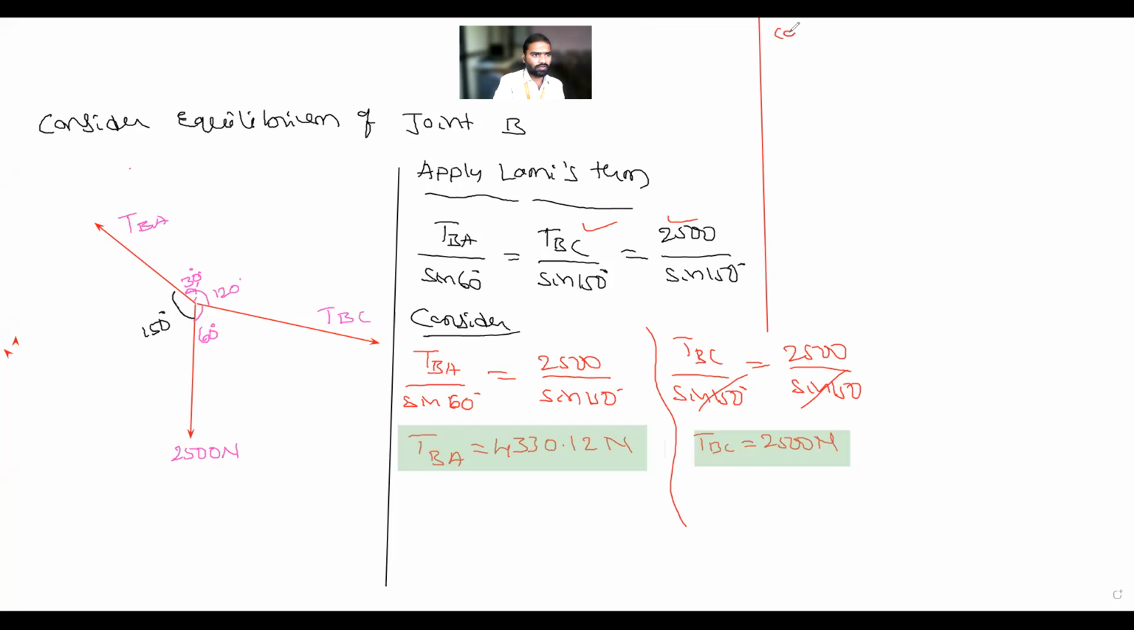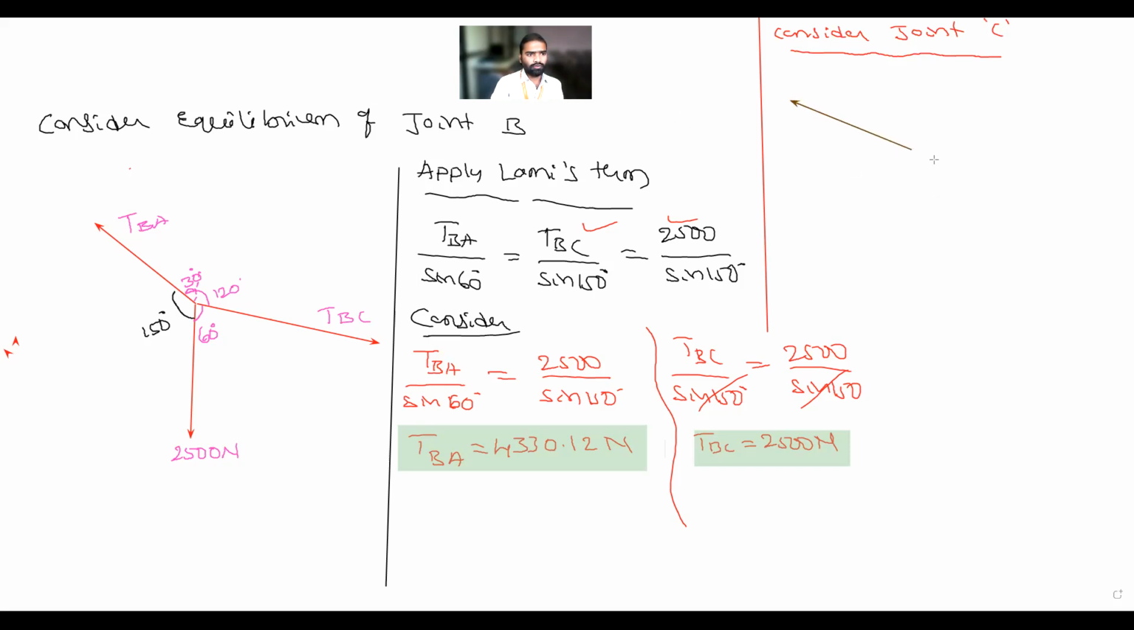Consider joint C. Is it visible? Yes, sir. Apply Lami's theorem. In order to apply this, one is BC, which is moving away. So this is BC.